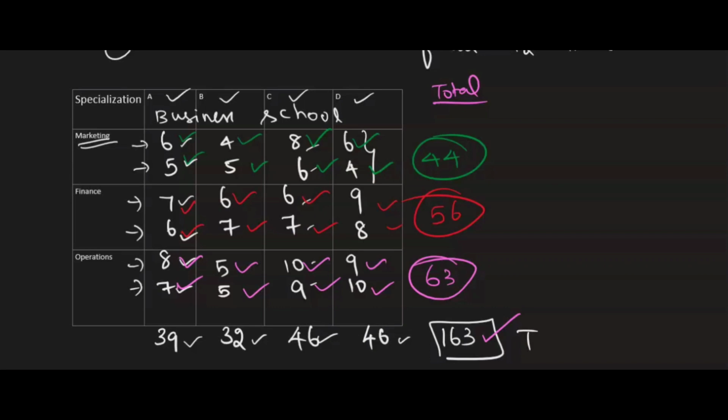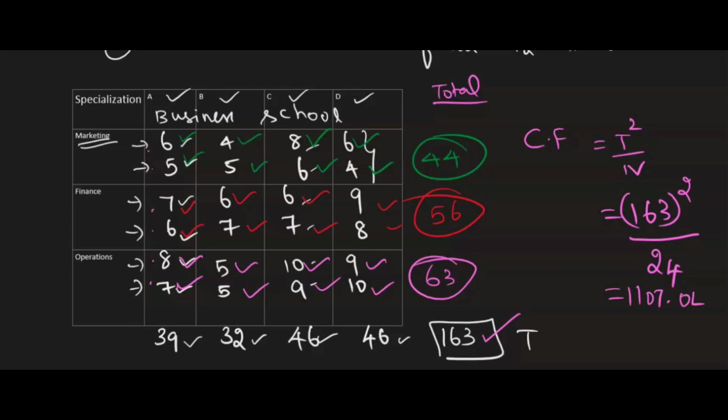So how will you find the correction factor? Let me write the correction factor here. Correction factor is always T square by N. That is 163 the whole square by the number of values given. How many values are given? 24 individual values are given. So if you notice in each row, 1, 2, 3, 4. Like this, how many rows are there? 6 rows are there. This is row 1, 2, 3, 4, 5, 6. So 6 times 4, 24 values are here. So 1107.04. This is your correction factor.